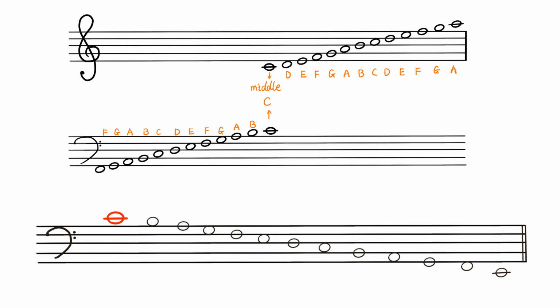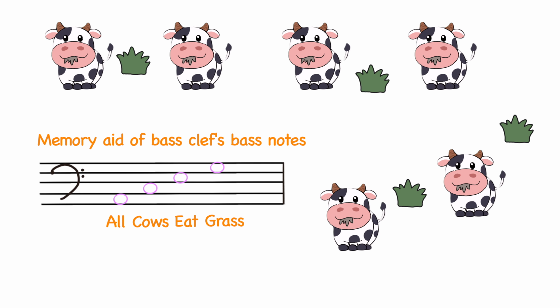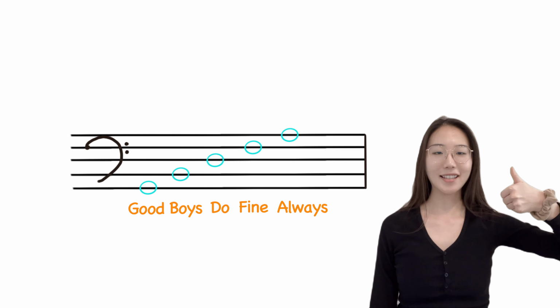Let's move on to the bass clef. This is bass clef. It is also called F clef because it starts on F. Middle C is on the first ledger line above the bass clef. The notes of bass clef are normally below middle C. The memory aid for space notes from bass clef is "All cows eat grass." For line notes, it is "Good boys do fine always."